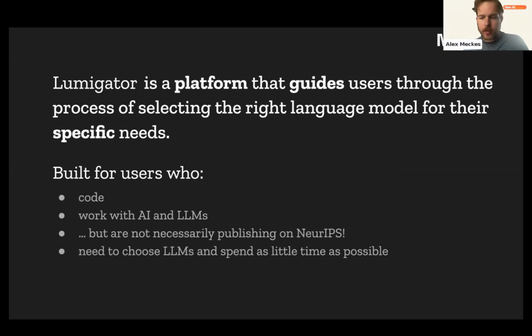Lumigator is one of our early products and projects that's open source. It's a platform that guides us through the process of selecting the right language model for specific needs. So this tool is a little bit more technical. I would say if you're familiar with Python and working with Python, definitely a bit more suited for that type of users, but works with AI and LLMs. It's not like pure research, but it's a good tool and it's very extensible and customizable to your needs.